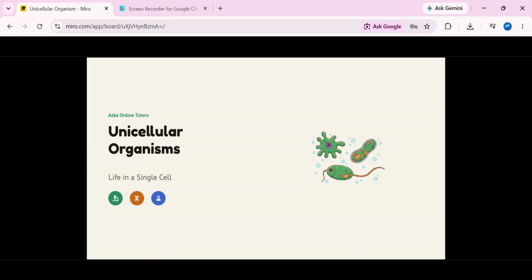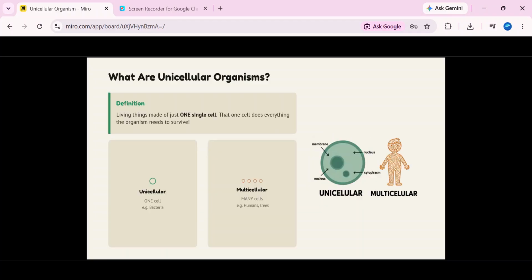Today we're going to talk about something very interesting in biology, unicellular organisms. You might already know that living things are made up of cells. Some organisms are made up of many cells, like humans, plants and animals. But can you imagine a living organism made up of just one cell? Yes. These organisms do exist and they are called unicellular organisms.